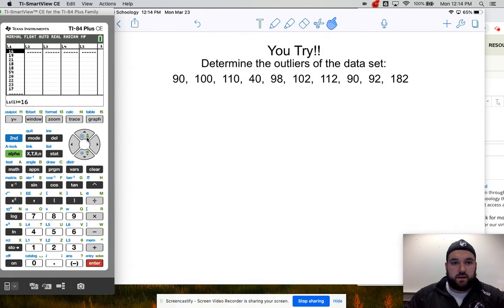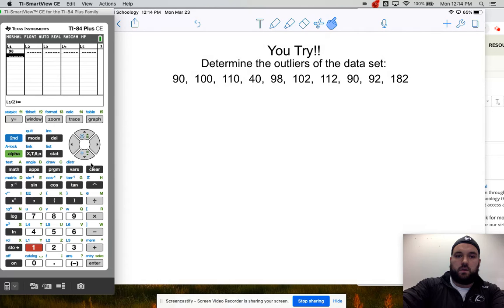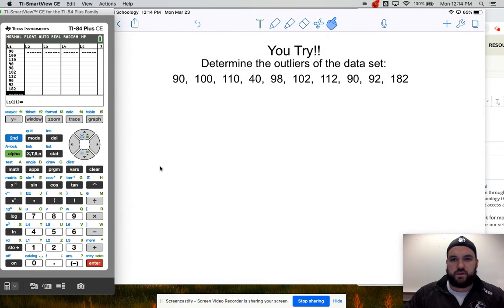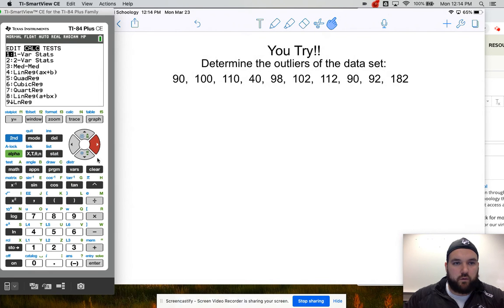All right, so stat calc, clear this out. I have 90, 100. A lot of times outliers jump out at you, and so 40, as I'm typing it, 40 seems crazy small. So it's probably going to be an outlier, but I just want to make sure that's the only one that we have. 92 and 182 seems pretty gigantic, so we'll see. Okay, so I'm going to go stat over to the 1-var stats.